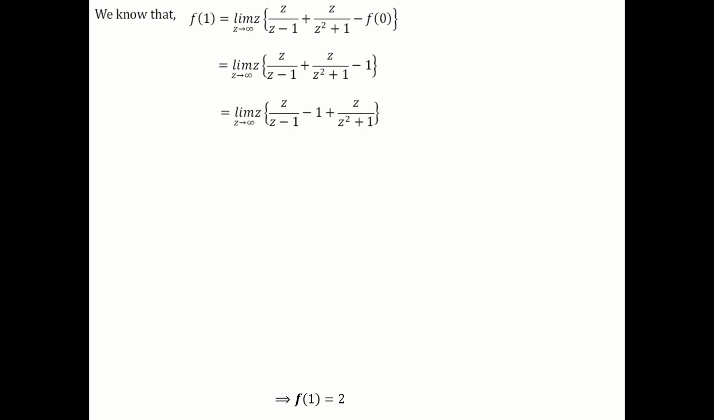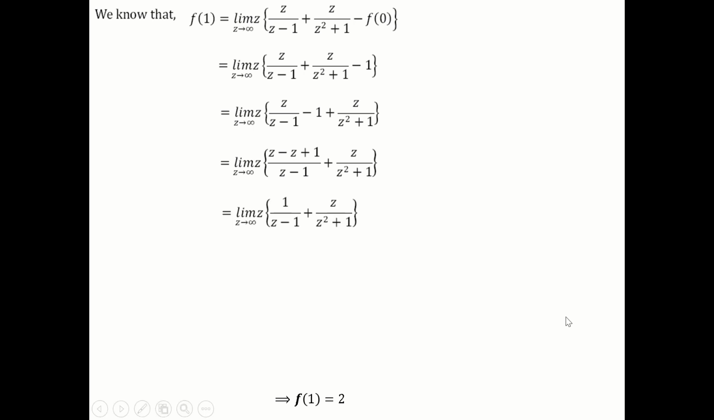So limit z tends to infinity z into z by z minus 1 minus 1, plus z by z square plus 1. Taking LCM, we are grouping z by z minus 1 minus 1 together. Limit z tends to infinity z into, cross multiplying, z minus z minus 1 divided by z minus 1. So z gets cancelled, and you will get limit z tends to infinity z into 1 by z minus 1 plus z by z square plus 1, which is equal to limit z tends to infinity z by z minus 1.